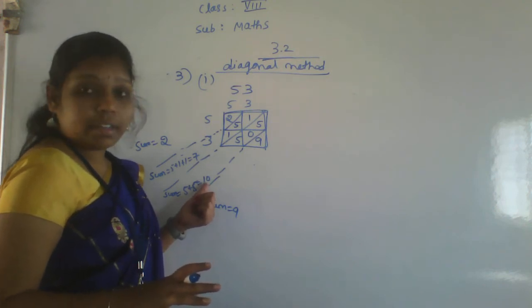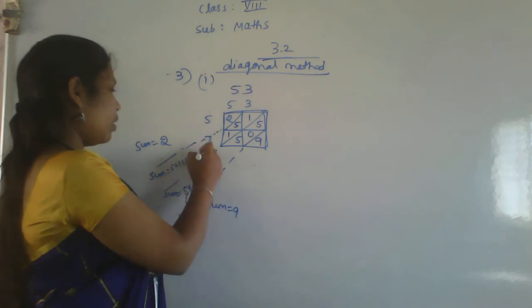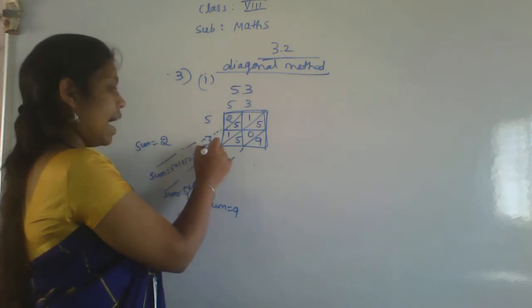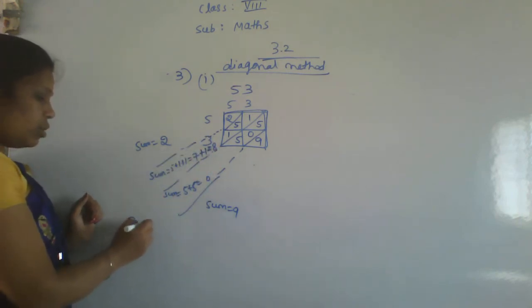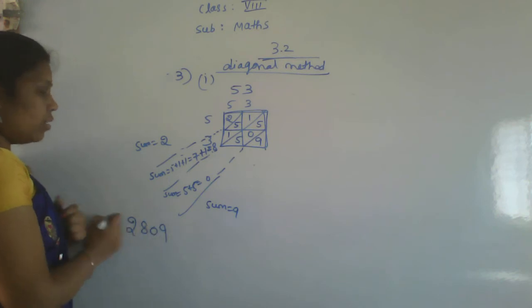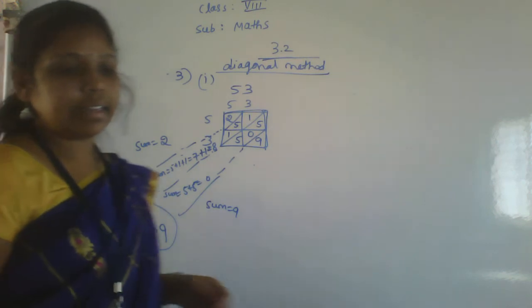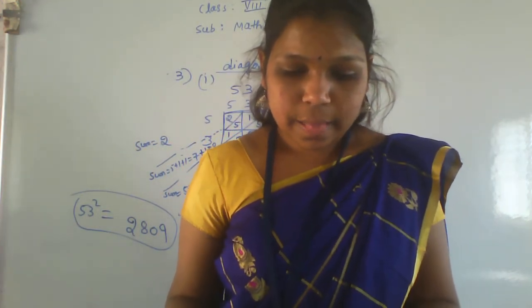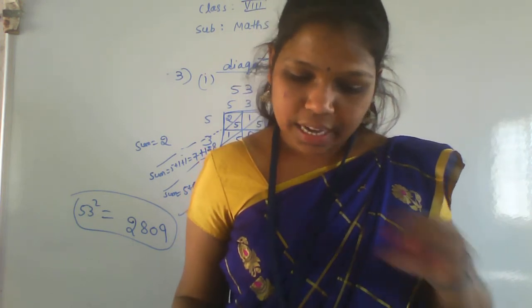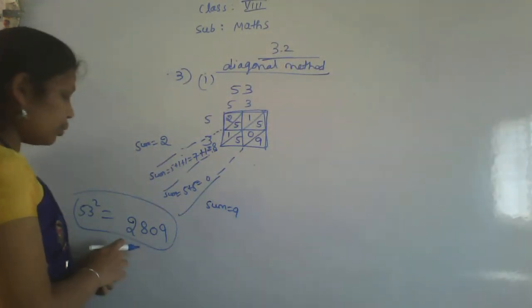Here 10 is there, which means a tens place value is there. So only write 0 here and take 1 this side. It will become 8. The sum is 8 here. Okay, so what is the number? 2809. So 53 square is 2809. Like that we have to do. Check: in the beginning they gave a square number, right? 53 square. Yes, we found the correct answer.